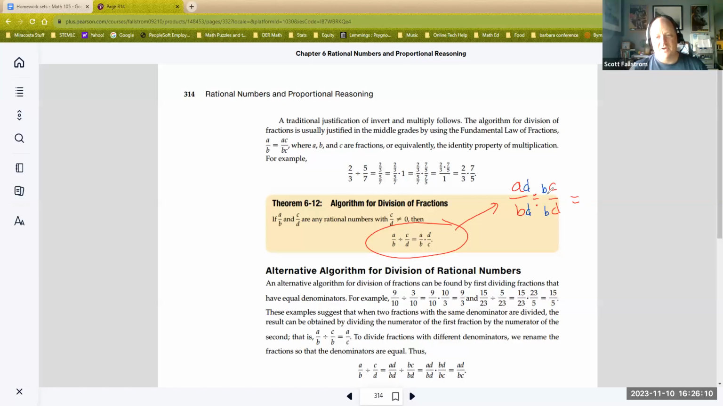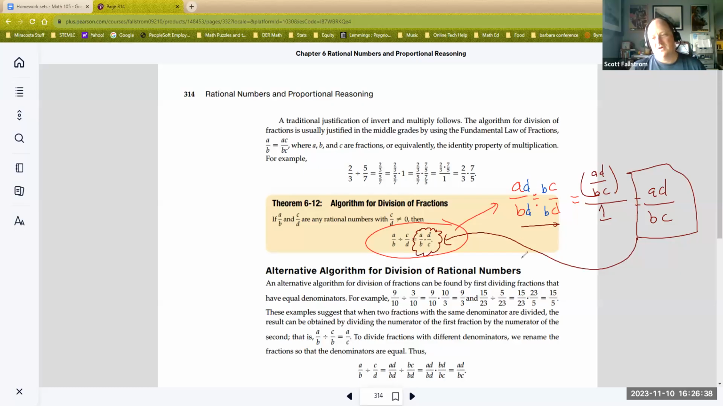So D on top here, B on top there. And as I divide, I could divide straight across. If you divide straight across, BD divided by BD is the number 1. Up here on top, you get AD divided by BC. And that, when you divide something by 1, you end up right here. And I want you to notice AD over BC is exactly the result they end up with. So again, totally up to you which one you choose to do.